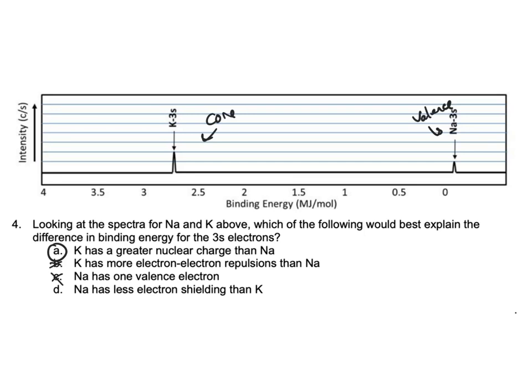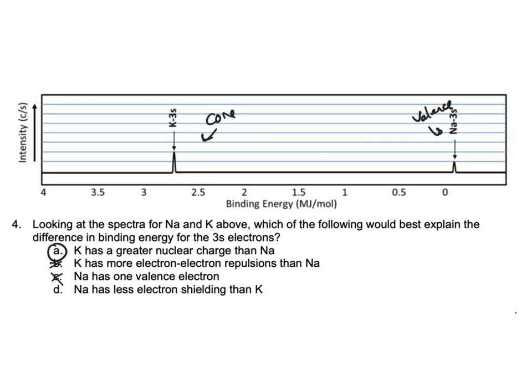And finally, Na has less electron shielding than K. In fact, because they're both having electrons in the third energy level, they have equal shielding. They both have the same number of electrons underneath them. They both have a full 2s, a full 2p, and a full 1s. And so they each have the same amount of electron shielding. So that cannot be the reason why K is higher energy than Na.